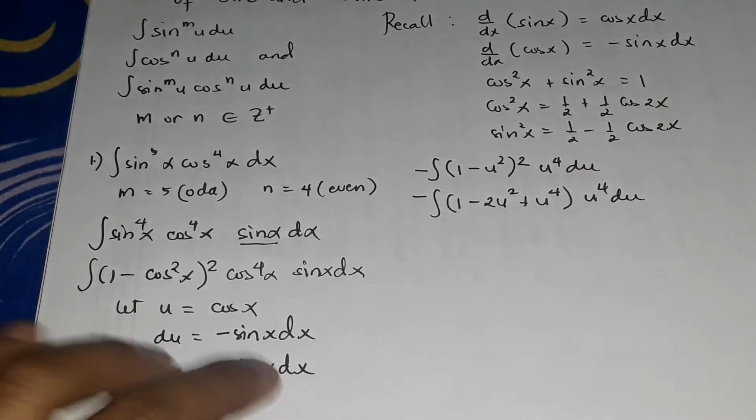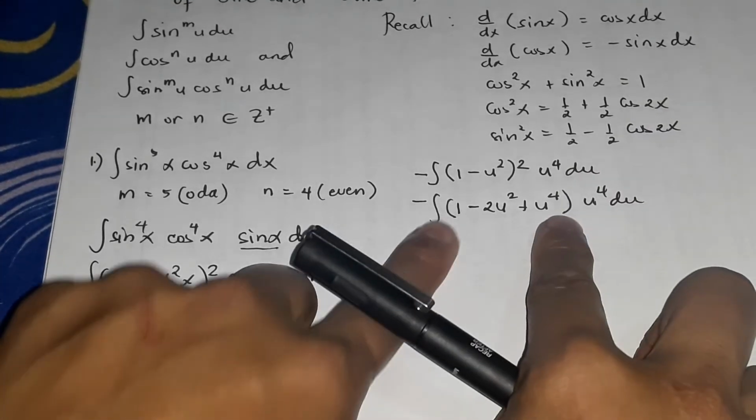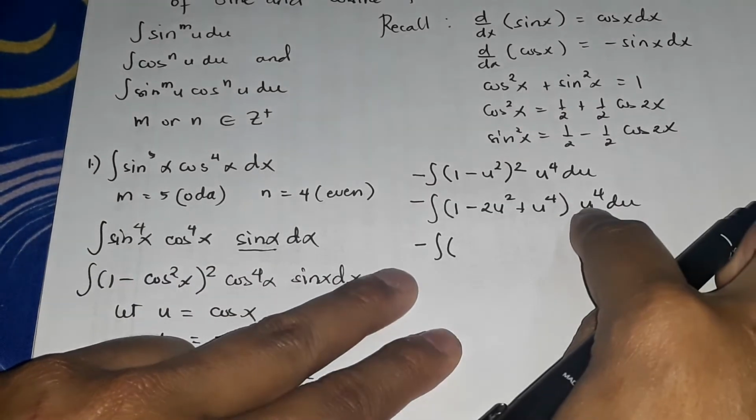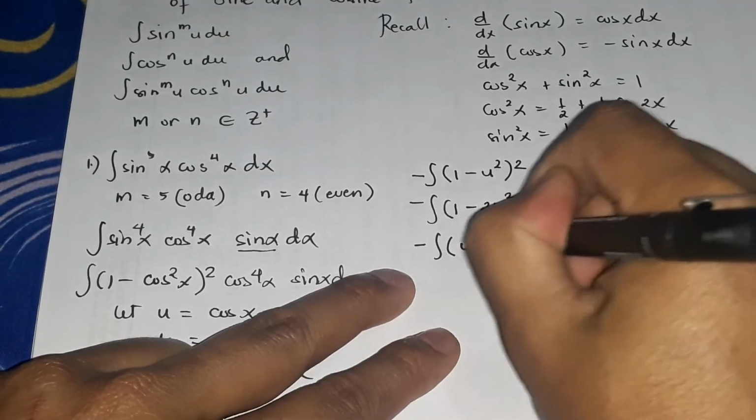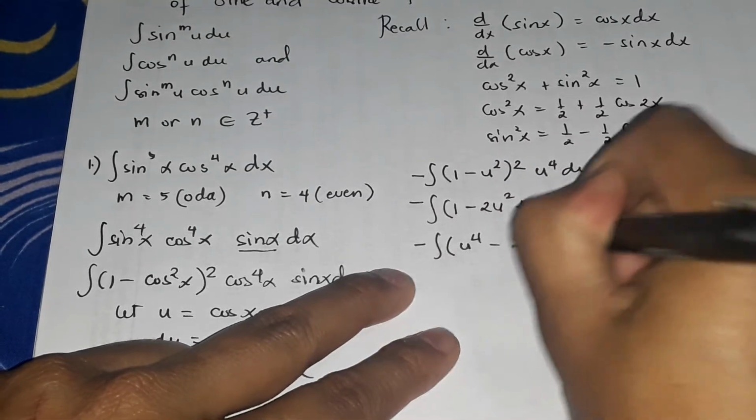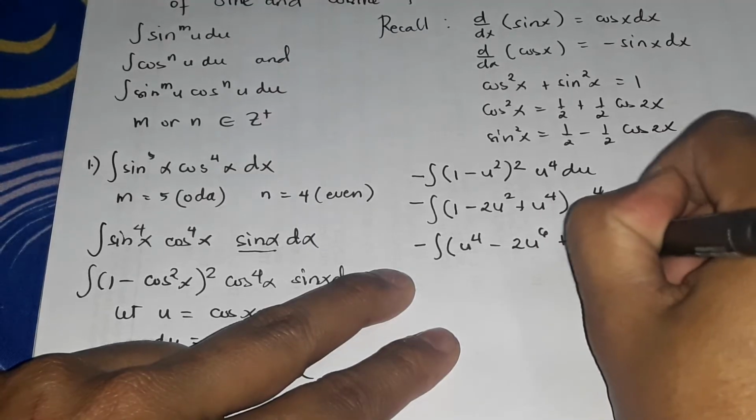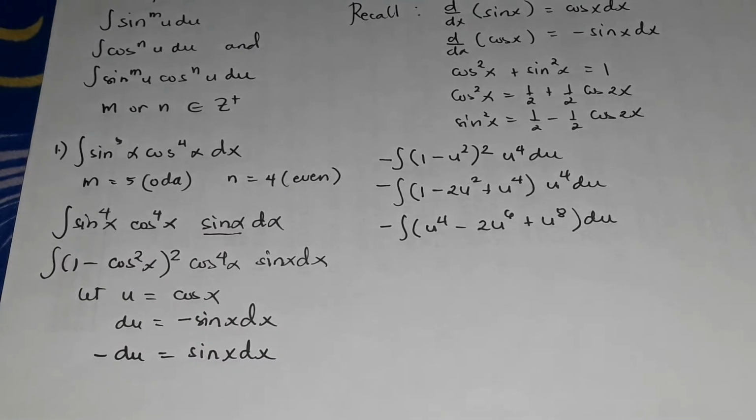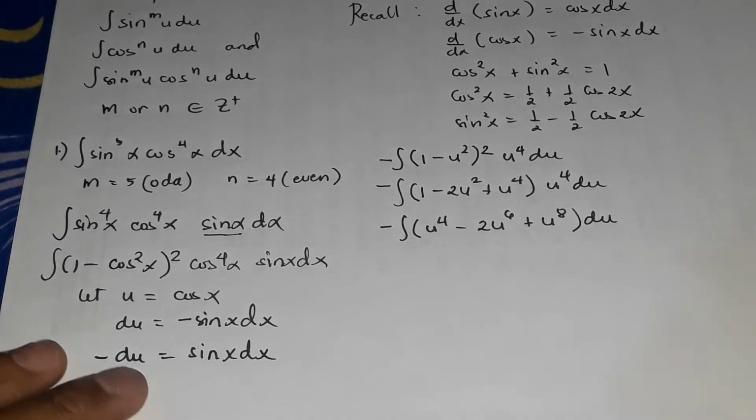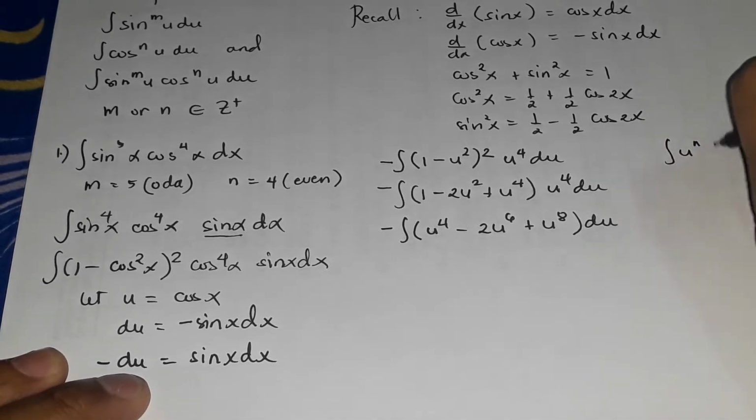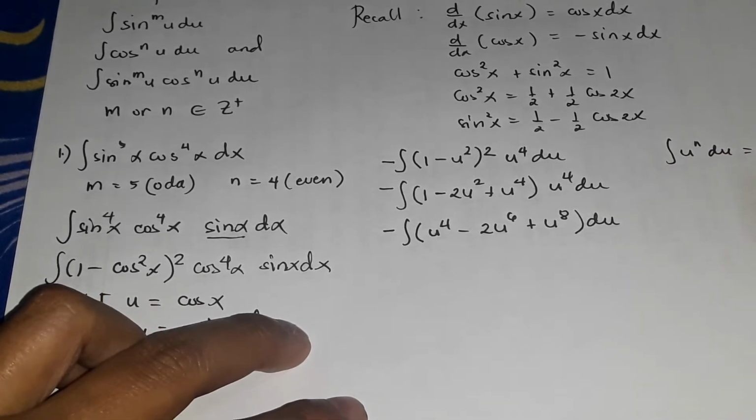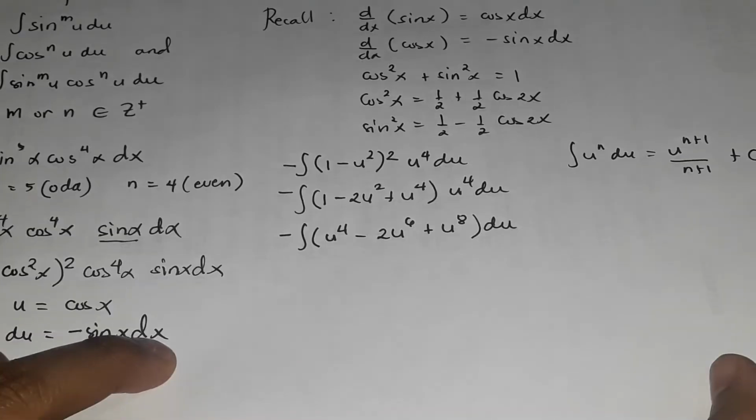The next step is to distribute u to the 4 to each term inside the parentheses, leaving us with the integral of u to the 4 times 1 is u to the 4, minus 2u to the 6, plus u to the 8 du. The only thing left is to integrate u to the 4 minus 2u to the 6 plus u to the 8 du. This time we will be using the power formula for the integral of u to the n du, which is equal to u to the n plus 1 over n plus 1 plus c.